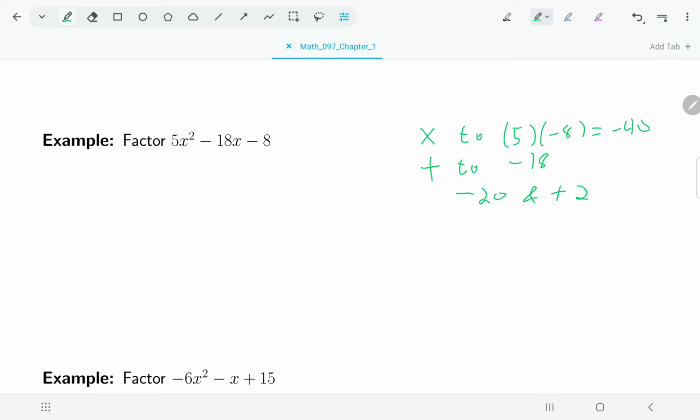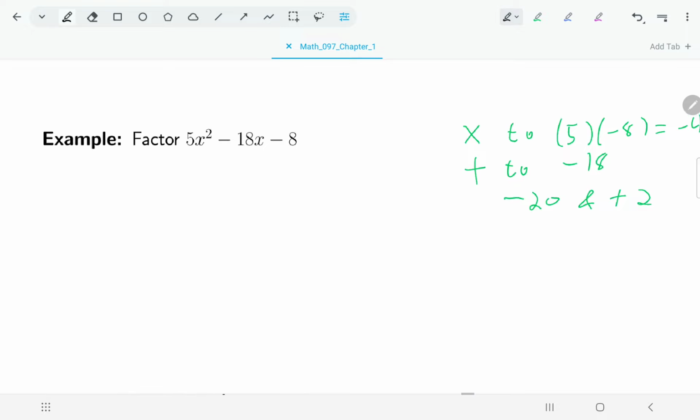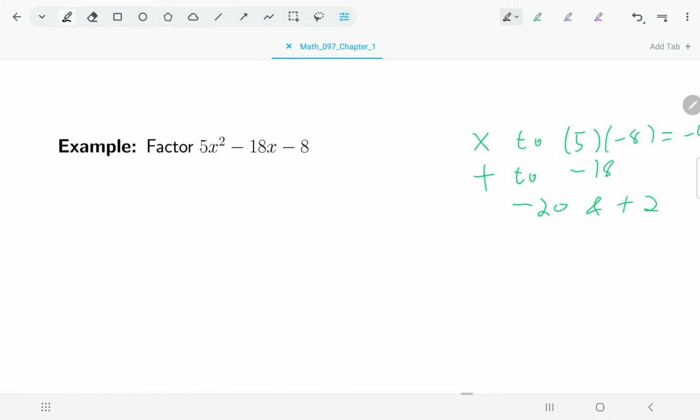And it's just good to double check that they do what we say that they should. So I check to see, do these two numbers add up to negative 18? And they do. Do they multiply to negative 40? And they do. So what that means now is I'm going to take my polynomial that I originally had, and I'm going to split the x term into a minus 20x and a plus 2x. And it doesn't matter what order you do them in, whether you do the minus 20 first or the 2 first, it doesn't really make any difference. So I'll put it as the minus 20 first, and I'll do the 2 afterwards.